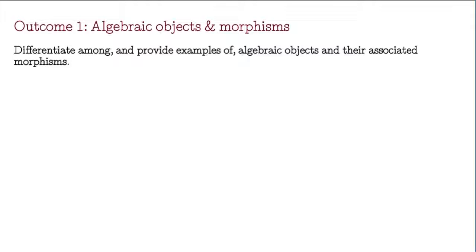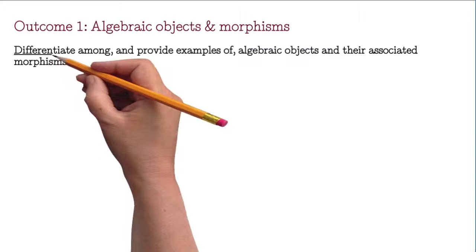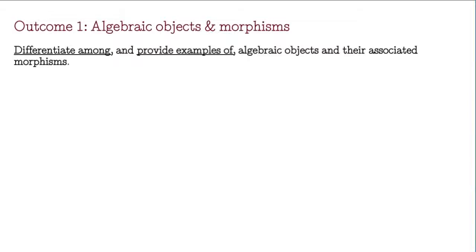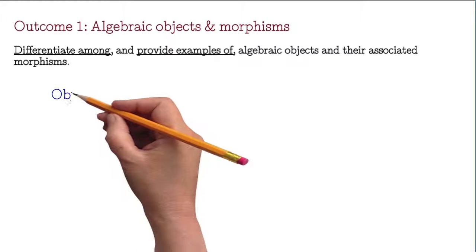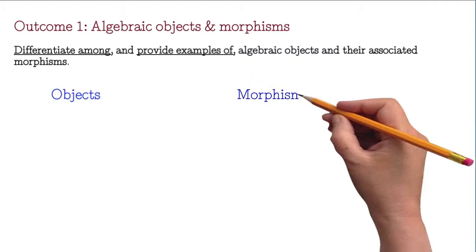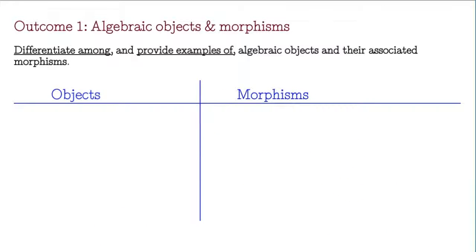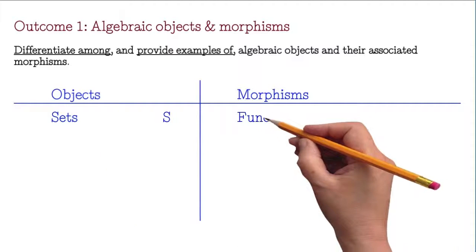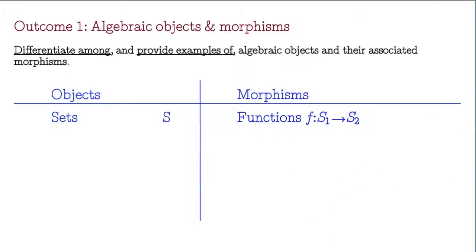The first objective of this course is that you're able to differentiate among and provide examples of algebraic objects and their associated morphisms. Now that sentence is a mouthful. What does it really mean? What it really means is that you're able to give me examples and to tell the difference between various algebraic objects, and algebraic objects are things like sets, for example, and morphisms, which are functions between those objects that have certain properties attached to them.